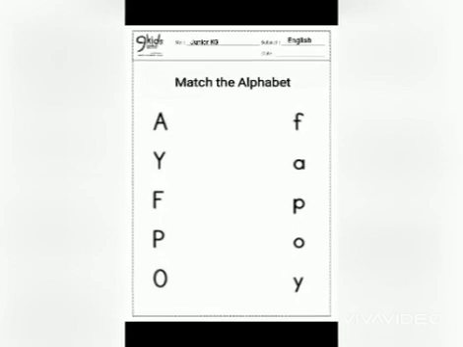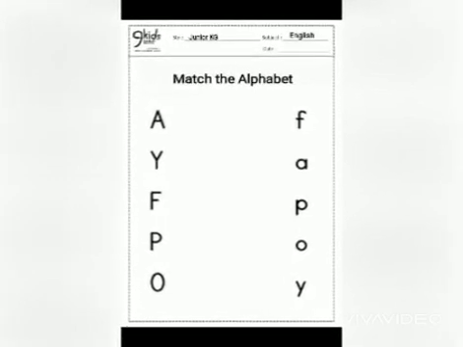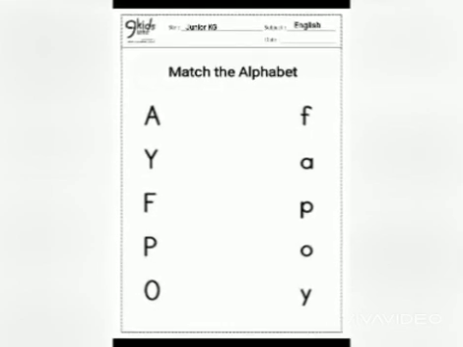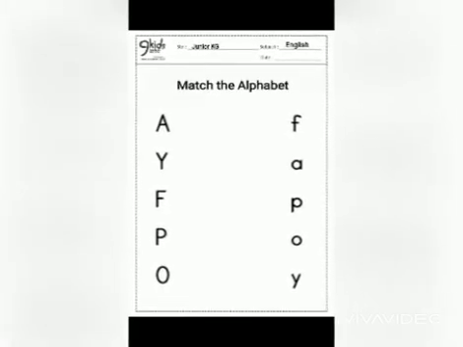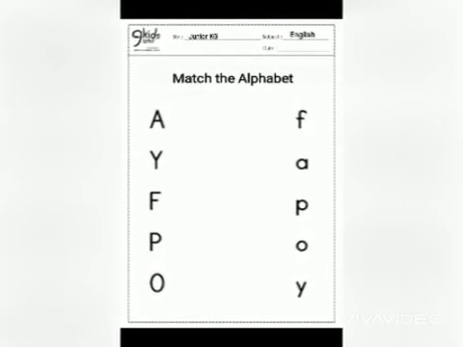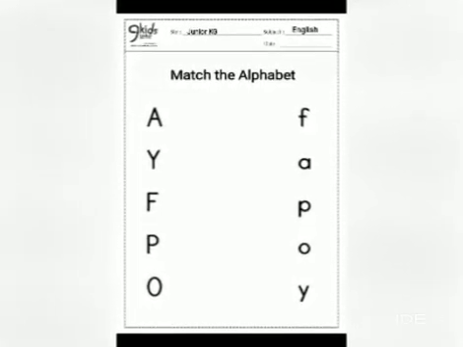Like our first alphabet is capital A. Now find where is small a? Yes. Now match capital A with small a. Okay.